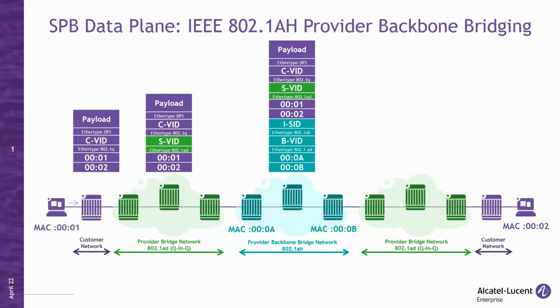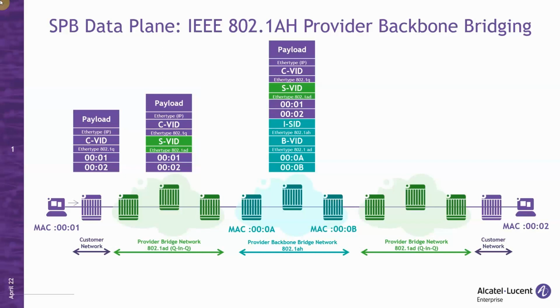The ISID or service identifier. The ISID is a 24-bit number that designates the service instance, tenant, container, or VPN. Different SPB services are assigned different ISIDs and isolated from one another. Each SPB service or ISID is bound to a backbone VLAN.